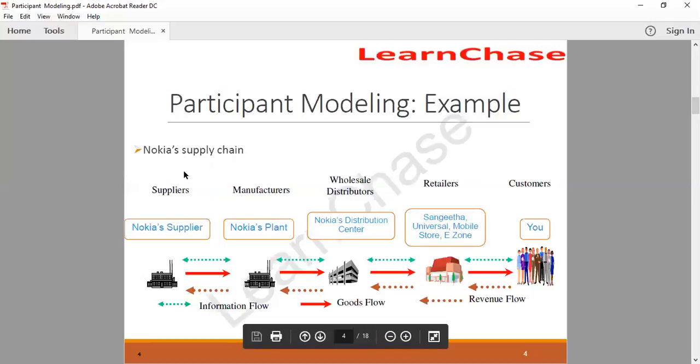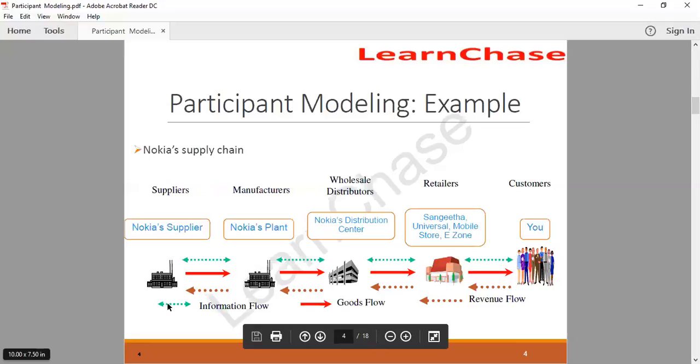See, there's another example. There's the Nokia supply chain. The supplier is the Nokia supplier. He sends all the goods to the Nokia plant. The Nokia plant manufactures, sends it to the distribution center. The distribution center sends it to the retailers like Sangeeta, Universal, and so on. And you and me, we go to these retailers to buy the phones. And you'll see also the revenue flowing back in the same, reverse direction.